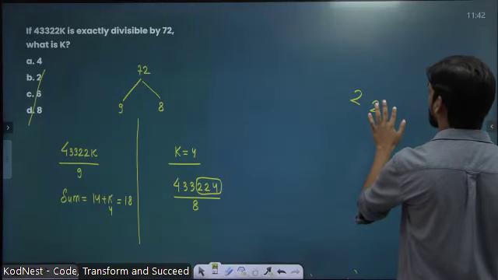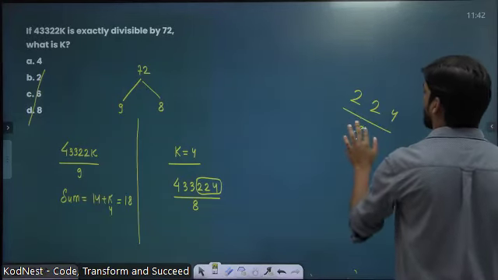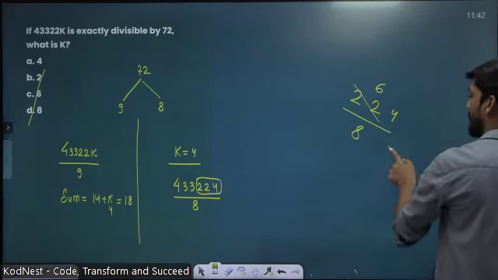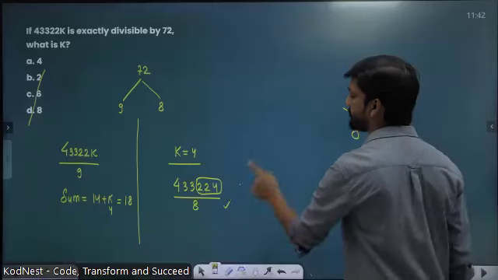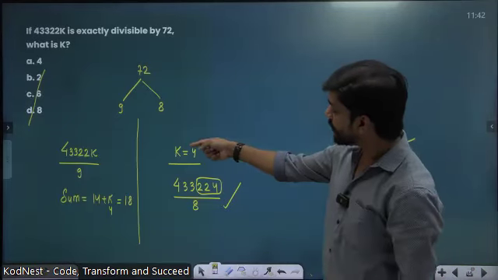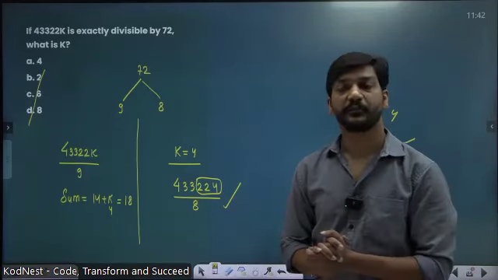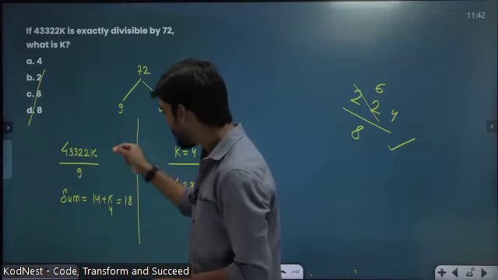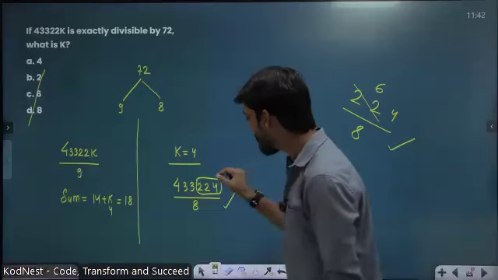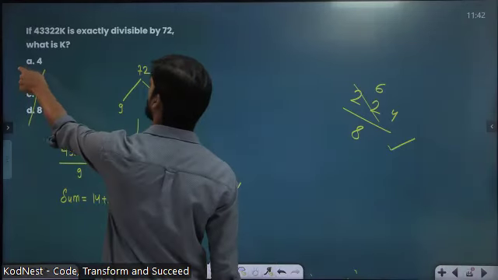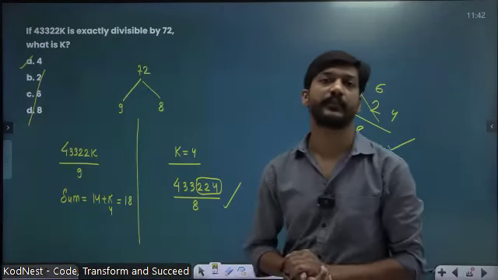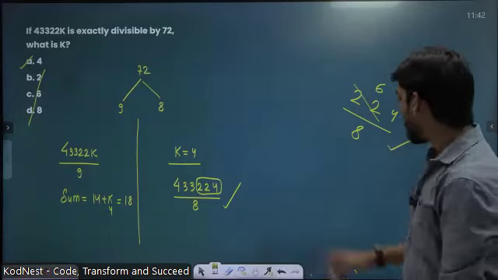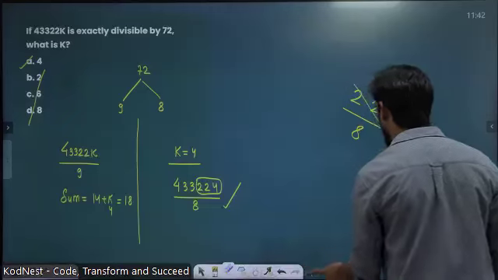224. 22 minus 16 will give you 6. 64 is divisible by 8. Yes, divisible. So k equal to 4 is divisible by 9 also, and divisible by 8 also. So k equal to 4 is the answer. Okay, so this is how one by one. Let's solve one more question for practice.